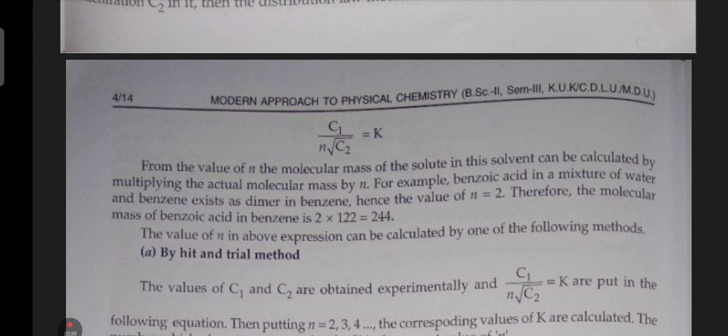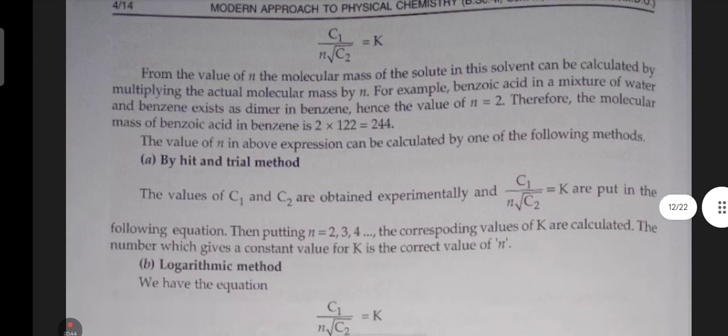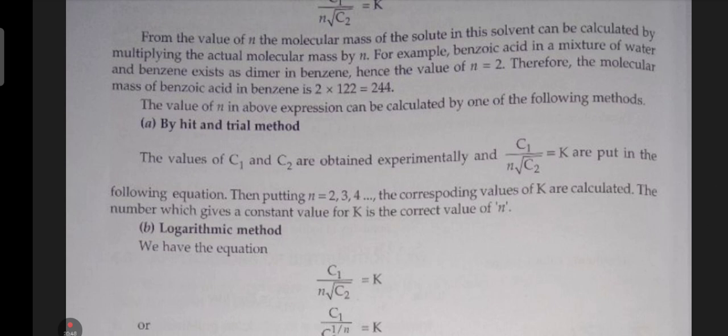The value of n in the above expression can be calculated by one of the following methods. First one is the hit and trial method. The values of C1 and C2 are obtained experimentally, and put in the equation C1 upon the nth root of C2 is equal to K. Putting n equal to 2, 3, 4, the corresponding values of K are calculated. The value of n which gives a constant value of K is the correct value of n.